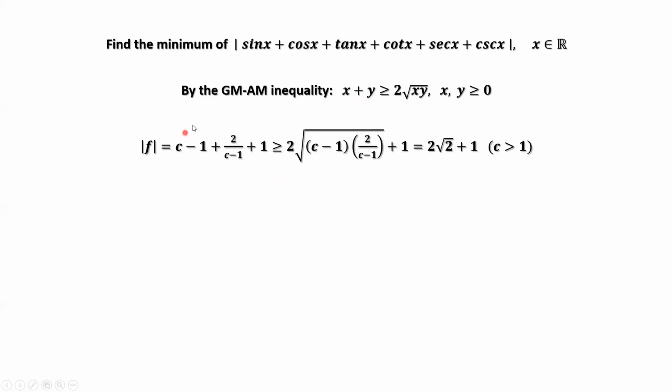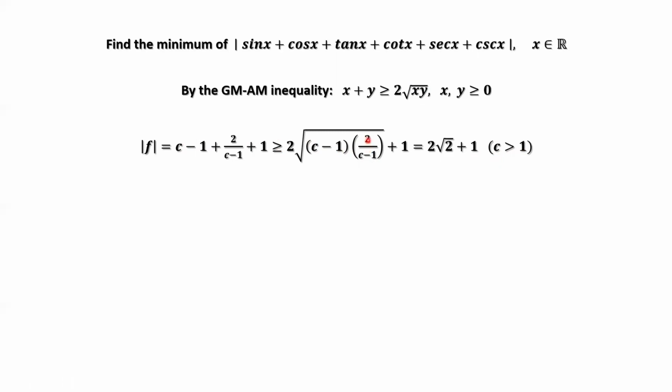The sum of the first two terms, we can use this inequality. X, in our case, is c minus 1. Y is 2 over c minus 1. C minus 1 here is positive because c is bigger than 1. Apply this formula. The inside part c minus 1 and the c minus 1 from the denominator can be canceled out.